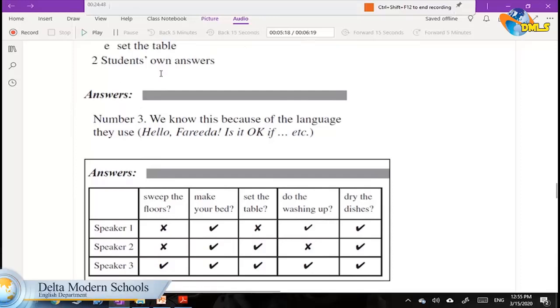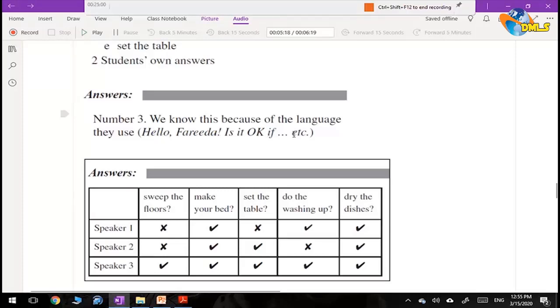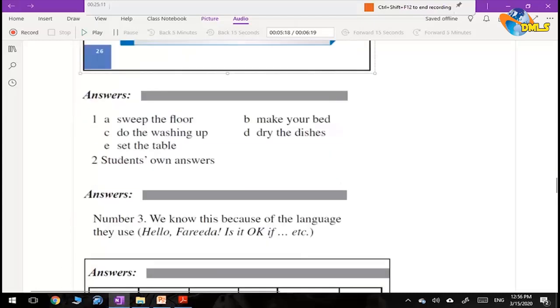There are the answers to the listening part about whether she's talking to a friend or not. Yes, we know this, because of the language they used. They used hello. She called her by her name, Frida. Hello, Frida. Is it okay if? And so on. This is informal language used only with friends. Now, there are the answers to the table if you wish to go through it.